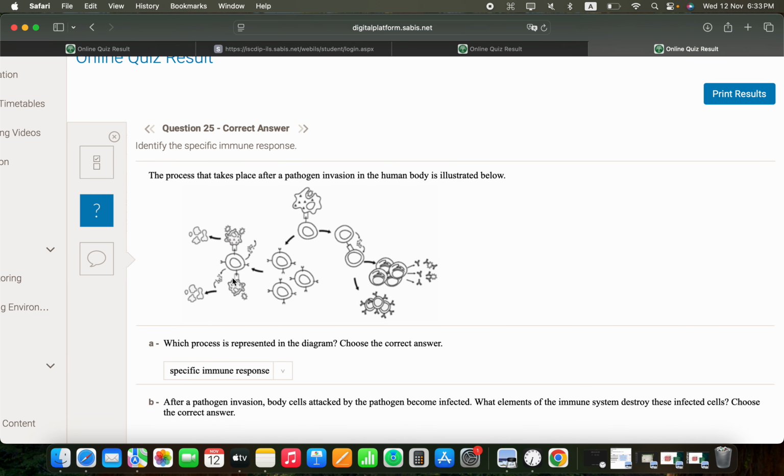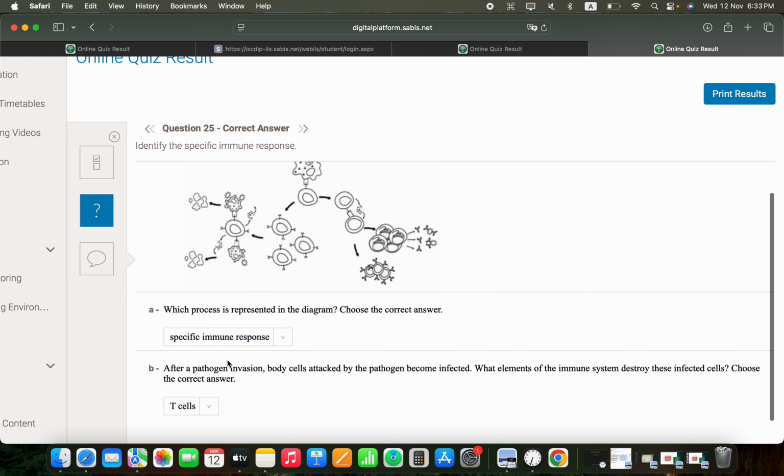So in this diagram, it's representing specific immune response. After a pathogen invasion, body cells attacked by the pathogen become infected. Now, what elements of the immune system destroy these infected cells? T cells, of course. T cells happen to memorize how they should be attacking the next time you encounter another infection from pathogens.